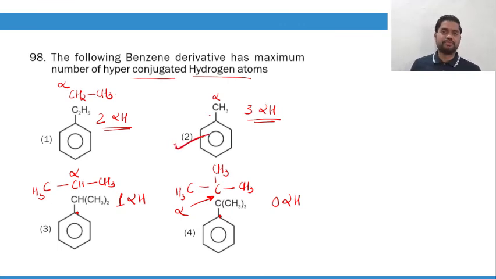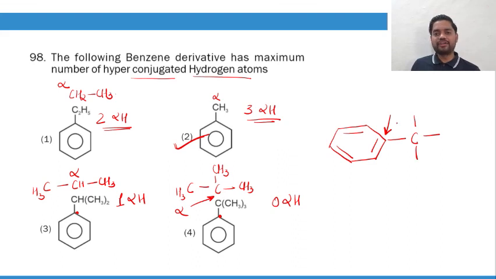Remember guys, please make a note of it. I know most of you have marked option 4. Somewhat I know that you must have marked option number 4. If not, then you have done the right thing. See, with respect to benzene, this is the pi orbital or loosely bonded pi electron cloud, and this is your alpha carbon. Please make a note of it. So this carbon will show you hyperconjugation.